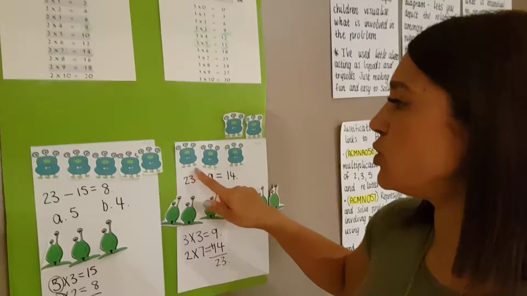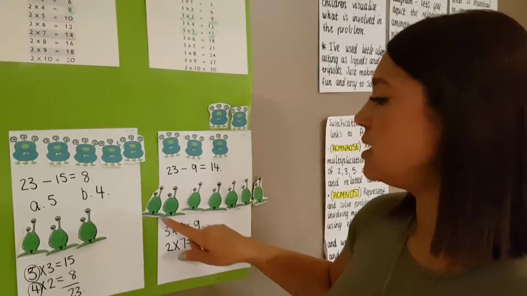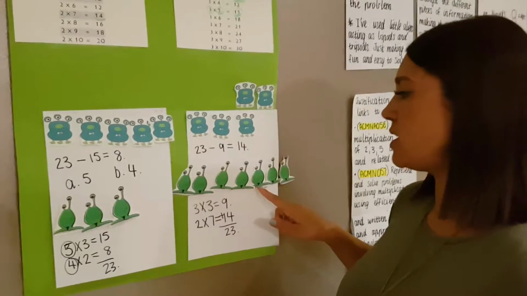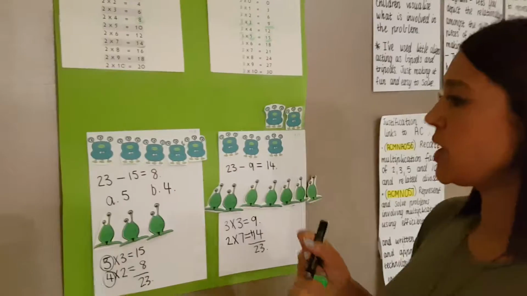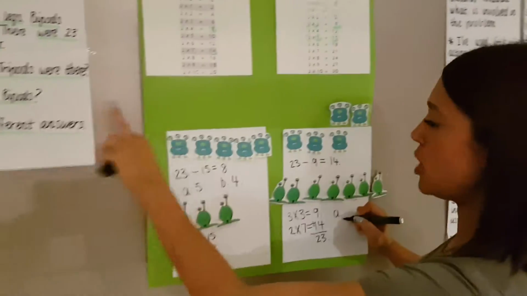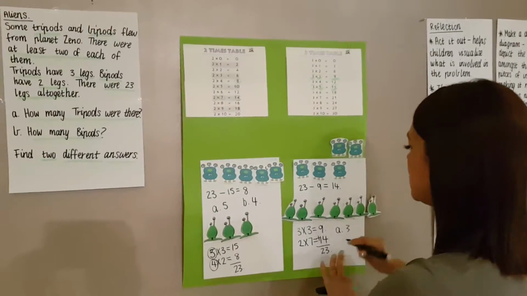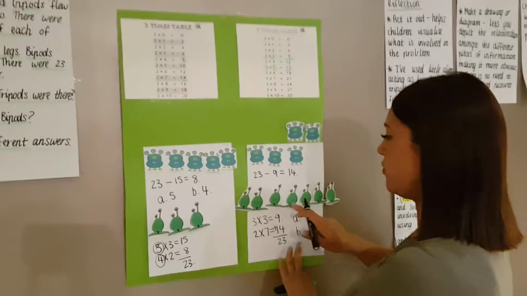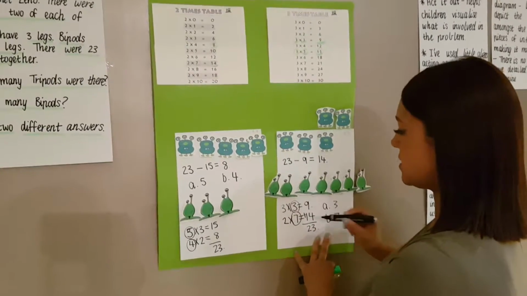So we've got 1, 2, 3, 4, 5, 6, 7, 8, 9, 10, 11, 12, 13, 14, 15, 16, 17, 18, 19, 20, 21, 22, 23. So the answer for this one, A, how many tripods were there? We've got 3 tripods, 1, 2, 3. And how many bipods were there for B? We've got 1, 2, 3, 4, 5, 6, 7, which gives us our 3 and our 7.